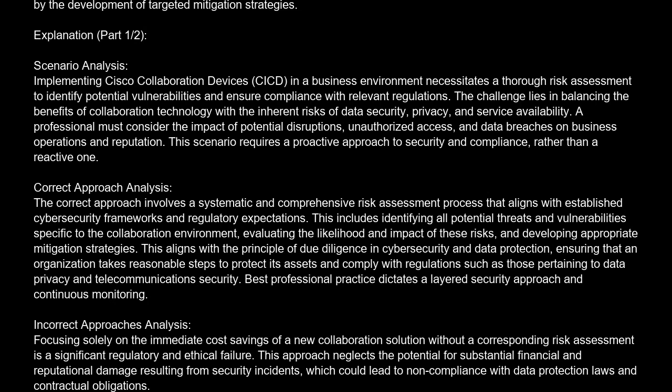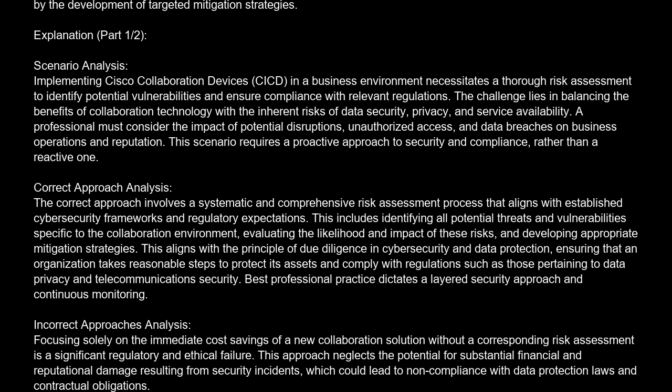Correct answer is D. Conducting a comprehensive risk assessment that identifies potential threats, vulnerabilities, and their impact, followed by the development of targeted mitigation strategies. Explanation. Scenario analysis. Implementing Cisco collaboration devices, CICD, in a business environment necessitates a thorough risk assessment to identify potential vulnerabilities and ensure compliance with relevant regulations.